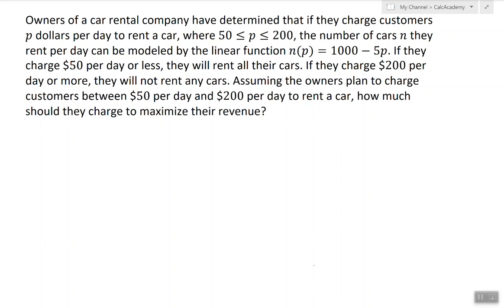In this video, I will show you how to solve an optimization problem using calculus. So let's read the question. We have a function that gives us the number of cars that we can rent at price P. And the domain here is between 50 and 200.